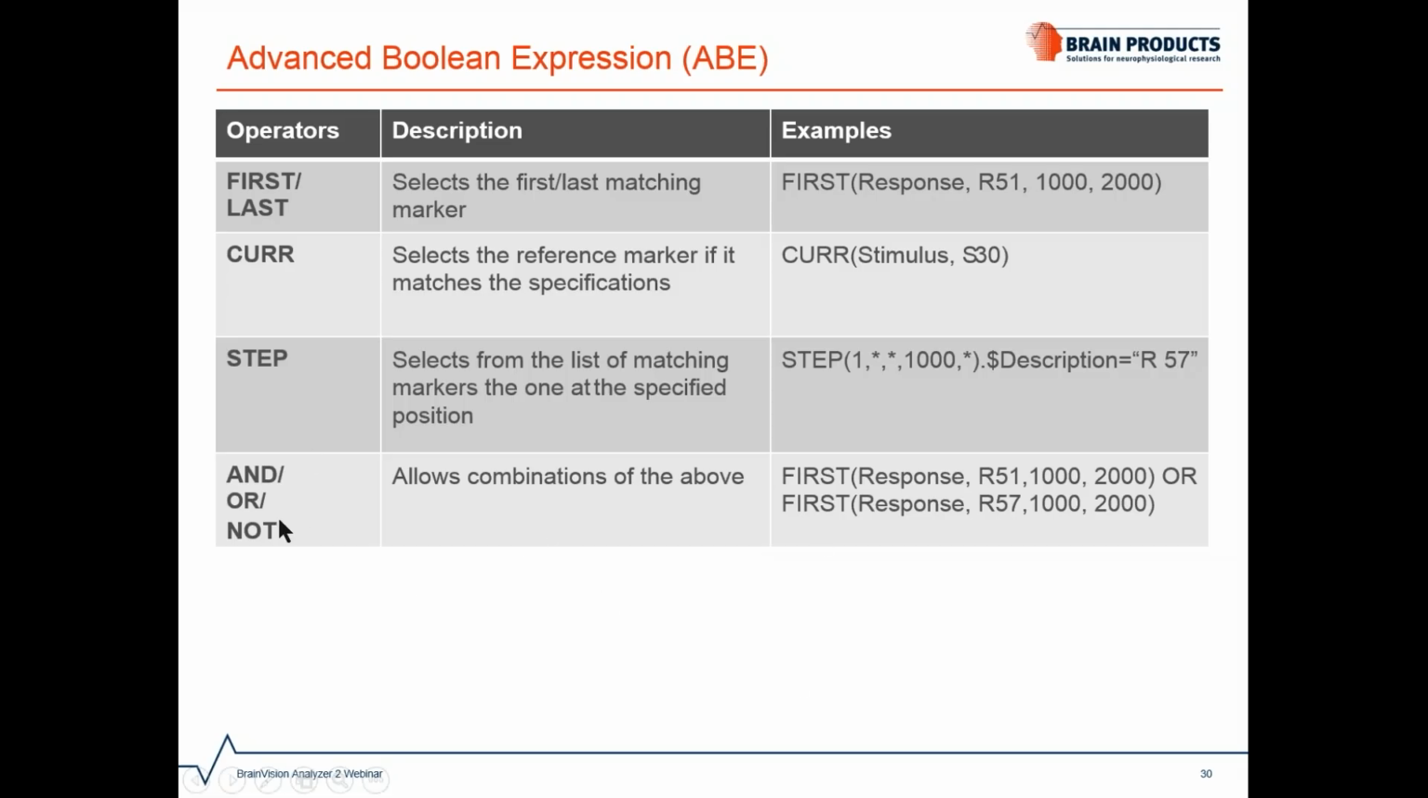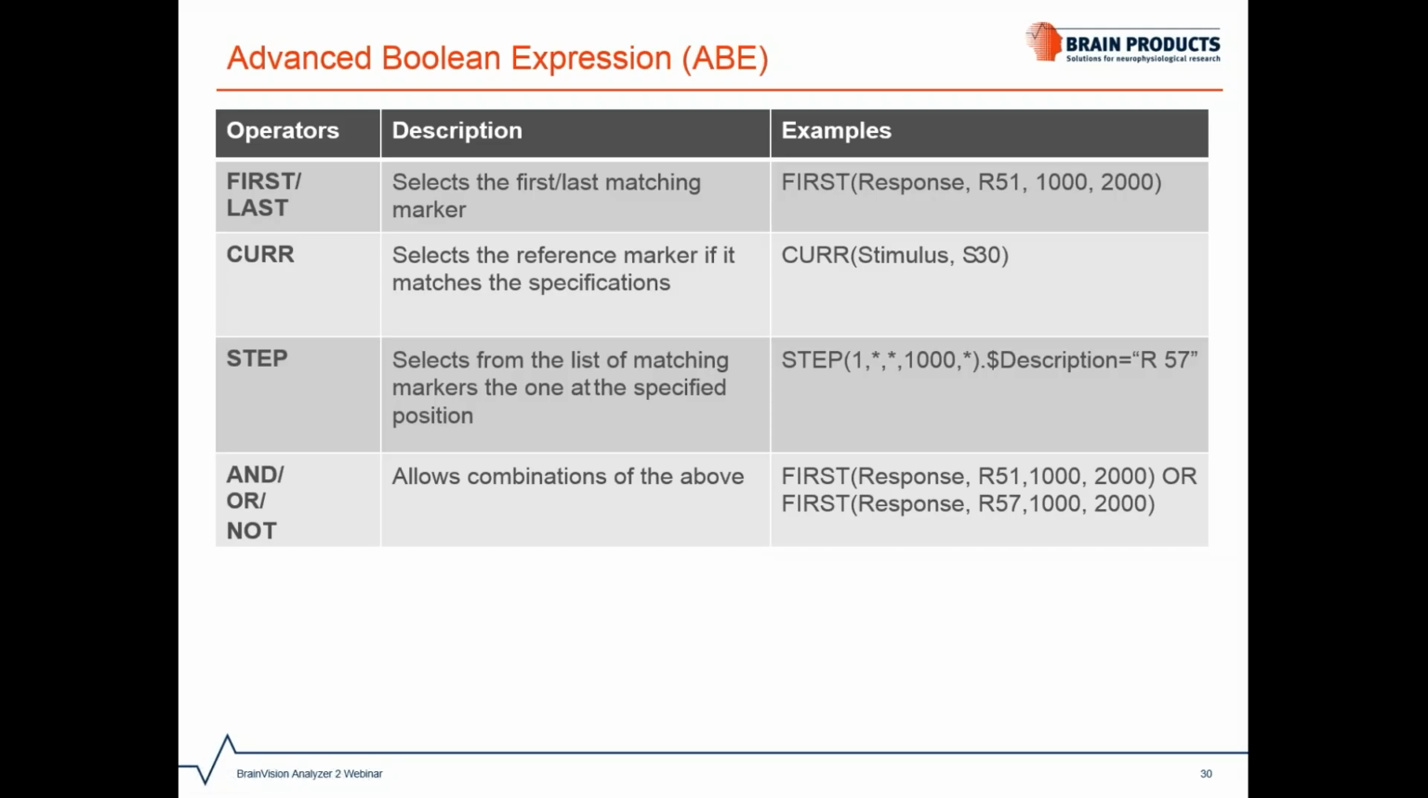Finally, the and, or, not are used to combine all the statements above. You can also negate them with the not. And the example here just shows you have these two statements and they are combined with an or. That means either the first one has to apply or the last one, but not both.